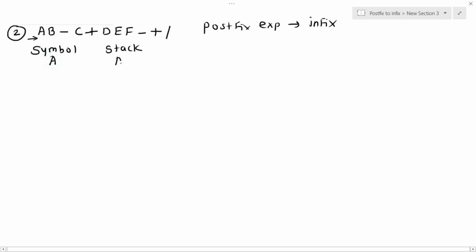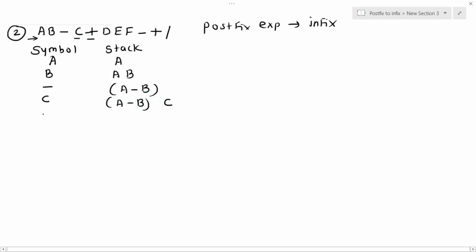So first one is A, it goes into the stack. Then it's a B. So here we have A and B. Then it comes minus. So top of the stack is A and B. So here we are going to write A minus B. Now it comes C. So first operand we have A minus B and the second one is C.